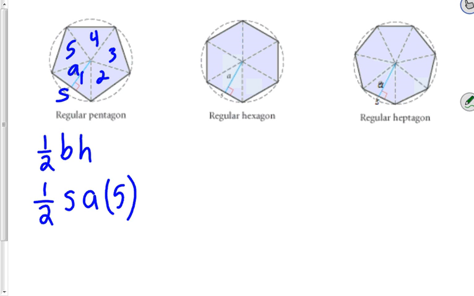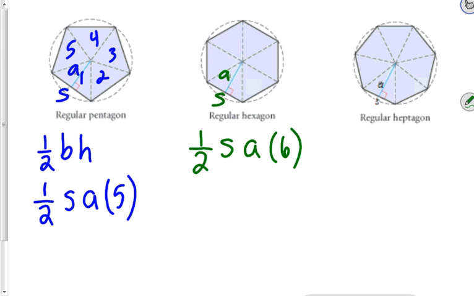All right, let's go to the second one, the regular hexagon. So you can see there are 1, 2, 3, 4, 5, 6 congruent isosceles triangles now. They have labeled each side length S and the length of the apothem A. So if we want to calculate the area of one of those triangles, it's 1/2 the base, which is S, times the height, which is the apothem. And now to find the area of the entire regular hexagon, we would multiply by the number of triangles, which is 6.